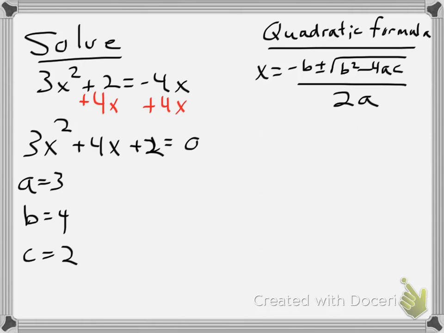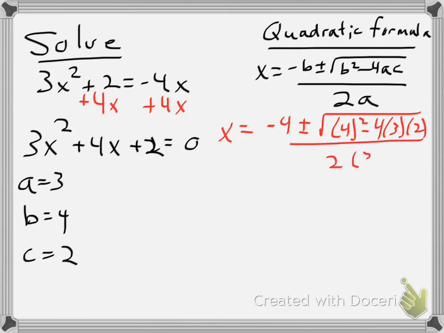So now substituting into the equation, I'll have x is equal to, since b is positive 4, this is now negative 4, plus or minus the square root of b squared minus 4 times a times c, all over 2a. Simplifying, I now have negative 4 plus or minus the square root of 16 minus 4 times 3 times 2 gives me 24.